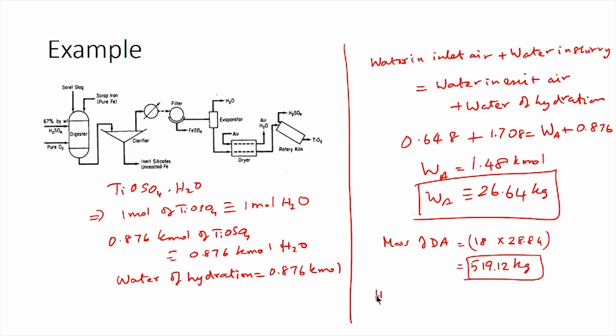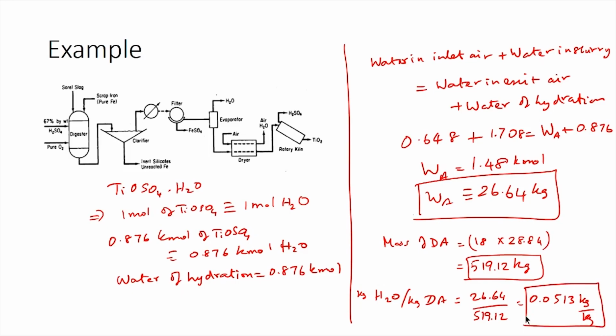So, kilograms of water leaving per kilogram of dry air would be equal to 26.64 divided by 519.12. So, this would be equal to 0.0513 kilograms per kilogram. So, with this we have the information for the second part of the problem.